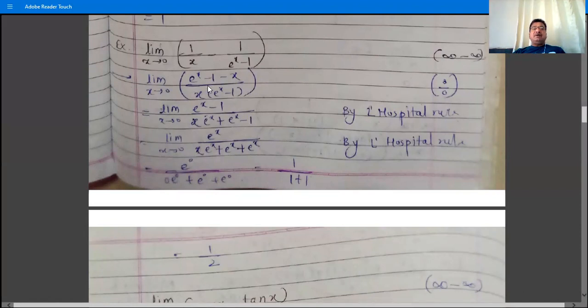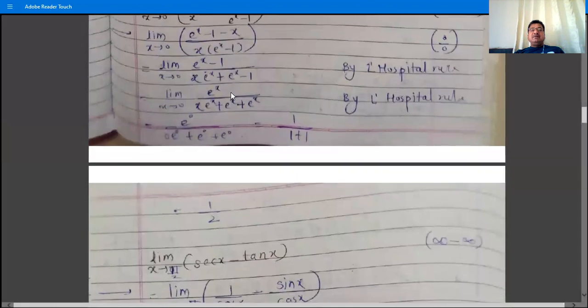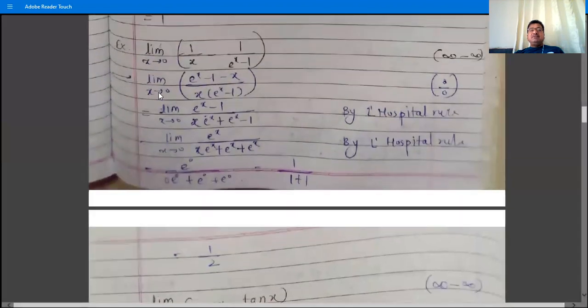So in order to reduce this form, we take the LCM as x into e raised to x minus 1. So we have, after cross multiplication, e raised to x minus 1 minus x. And then if you find the limit, e raised to 0 is 1, 1 minus 1 is 0, and the denominator value is also 0. So it is the 0 by 0 form. If we substitute x as 0, the limit of the numerator is 0 and the limit of the denominator is 0.